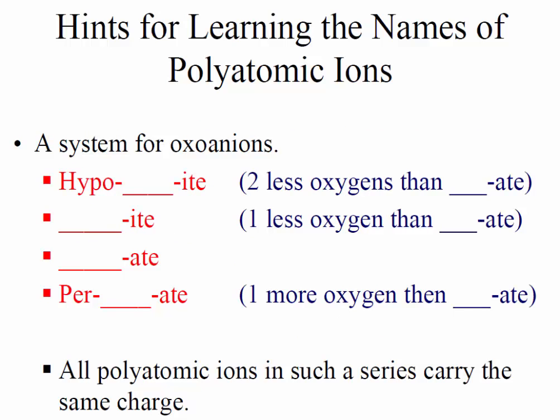Other endings for polyatomic ions. You might see "ate" or "ite" as the two other common endings for polyatomic ions, and there's a system for naming oxoanions. These are polyatomic ions containing oxygen, which is many of the ones that we see.